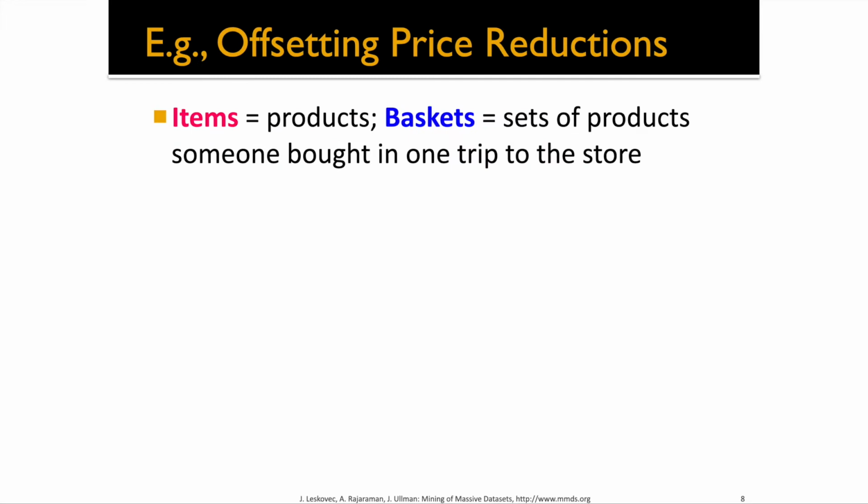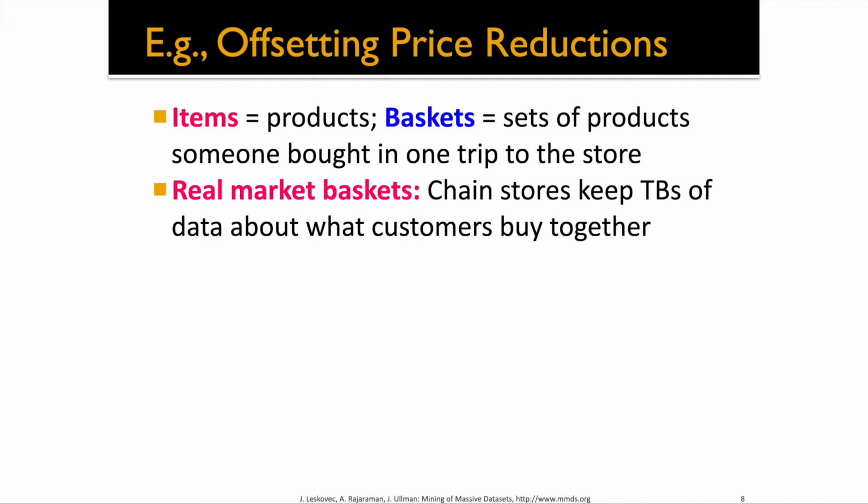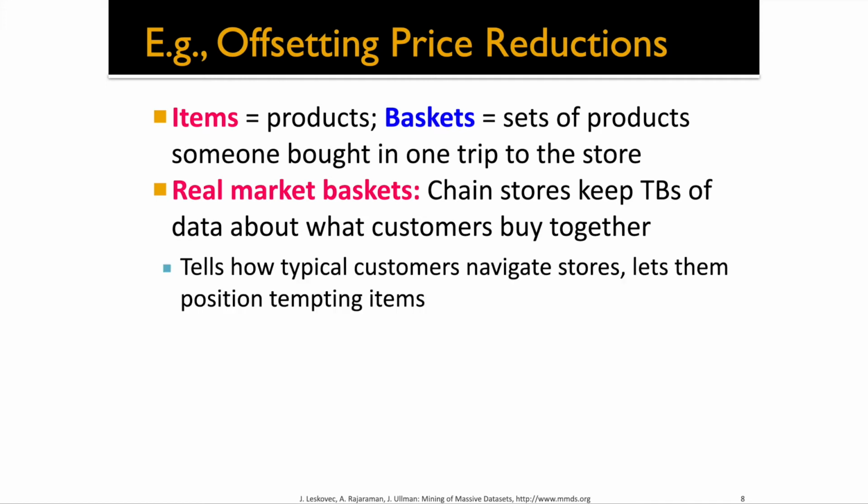So for example, if we're building a store and we have these items being products that we sell and baskets or these transactions being sets of products that are bought in one trip, then we can start to think about, well, if we have huge amounts of information about what our customers are buying, if you're Walmart, you have this from just receipt data that you might collect, then what we want to be able to do is figure out how does a typical customer navigate a store, and we can inform that decision based on the things that they buy.